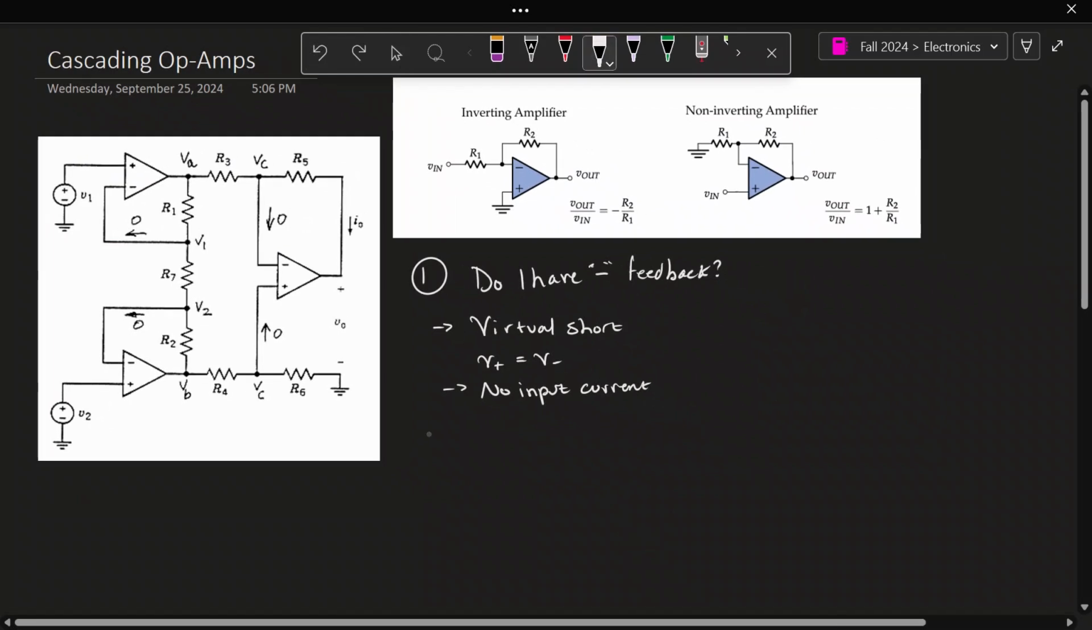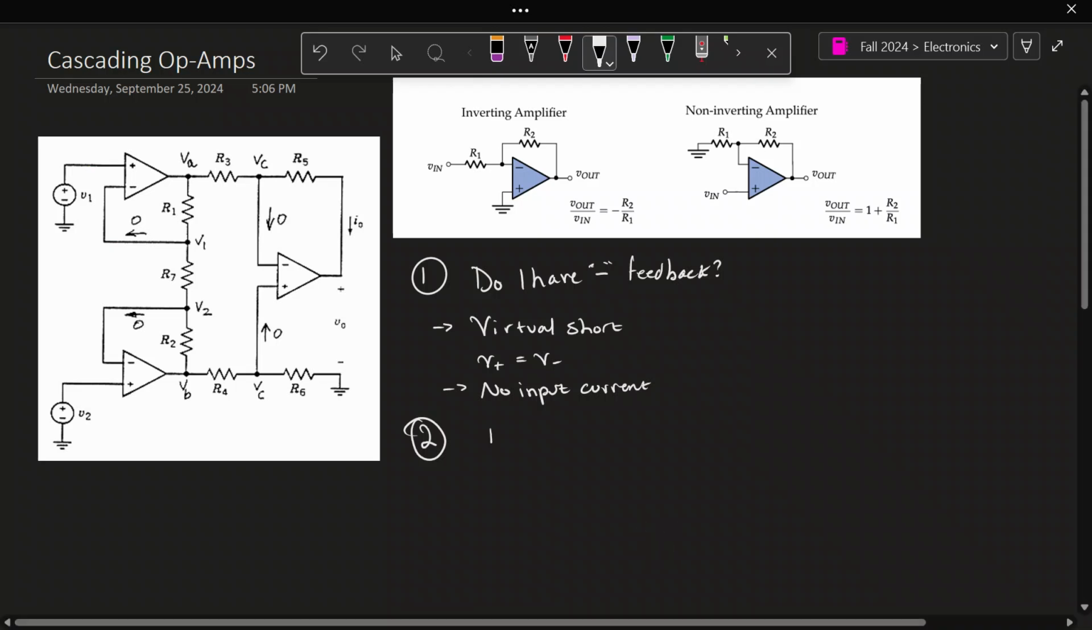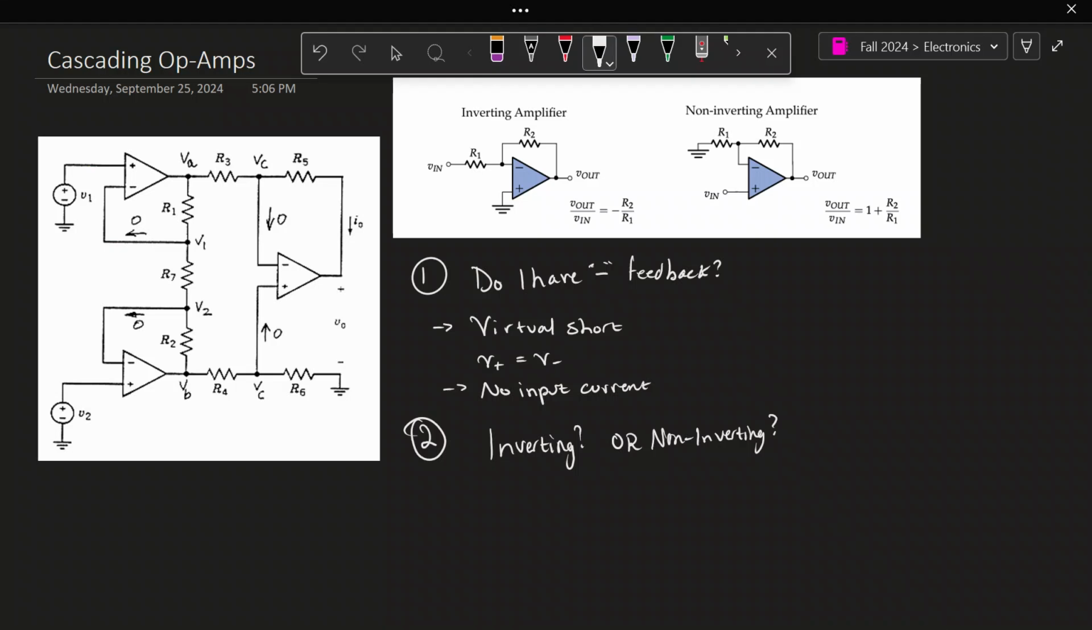And the second question I always ask is, where is the input voltage, the voltage I'm applying to the op amp? Really what that question is asking you is, do I have inverting or non-inverting? For our class, this will make it very, very easy to pin down exactly what equation you want to use.